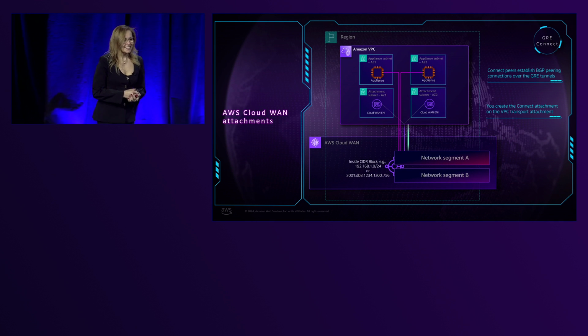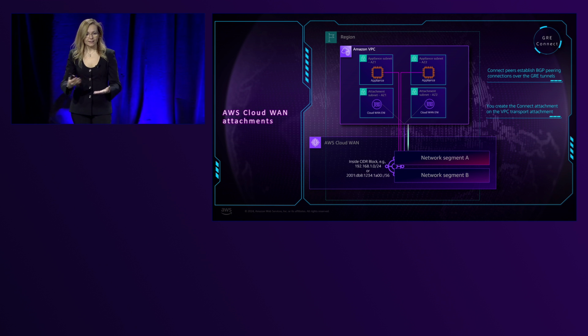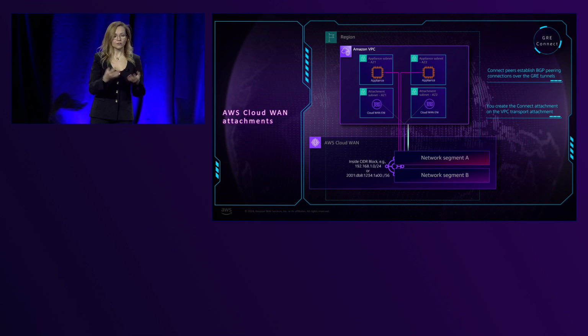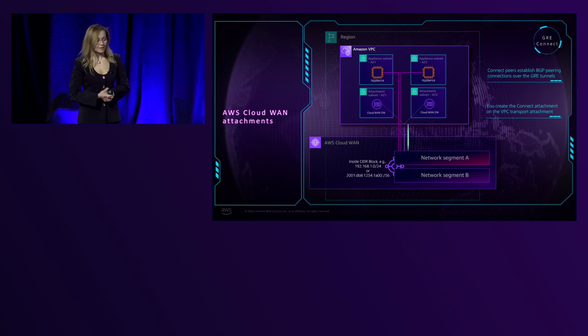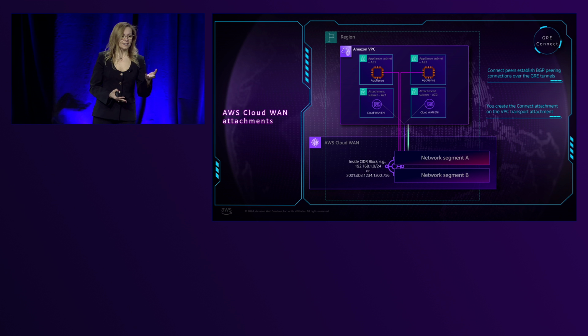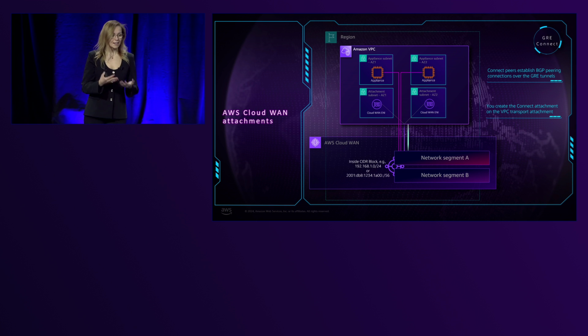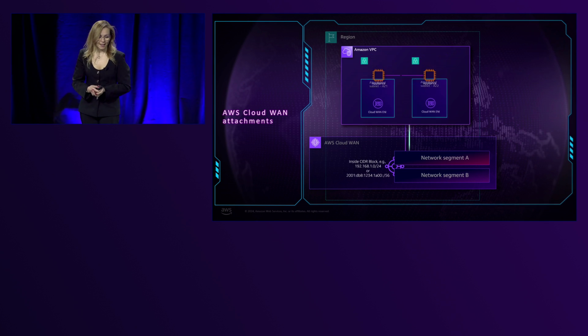Now, GRE Connect. A lot of customers have expressed the need to integrate their SD-WAN appliances or security appliances with Cloud WAN, as well as with Transit Gateway, in a simplified manner. And with GRE Connect, there is a transport attachment, which is a VPC attachment, a Connect attachment, and on top of that, the Connect peers that establish BGP sessions with the core network edge.